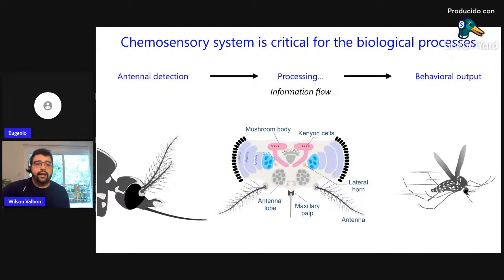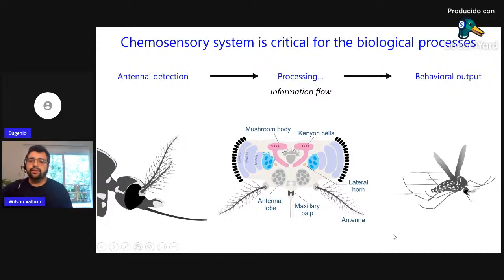So to answer that question, we need to see the big picture. The chemosensory system is critical for the biological success of many species. The organism needs to detect the environmental stimuli around it. So mosquitoes and other insects use the antenna or maxillary palps to detect things. Here we have a picture of the mosquito head, and they detect the information through the appendages here. This information is processed in the brain, the central nervous system of insects. Then you have the behavioral output.